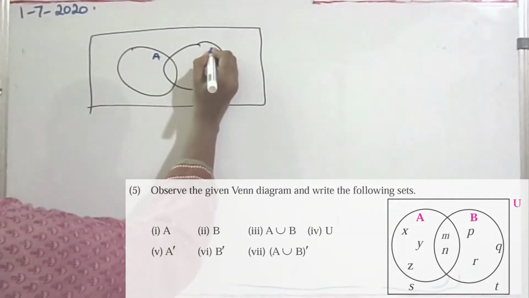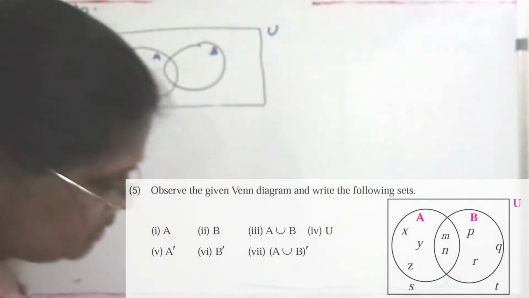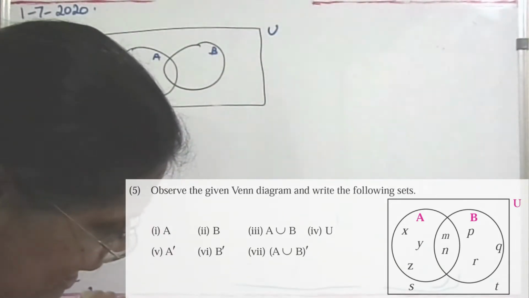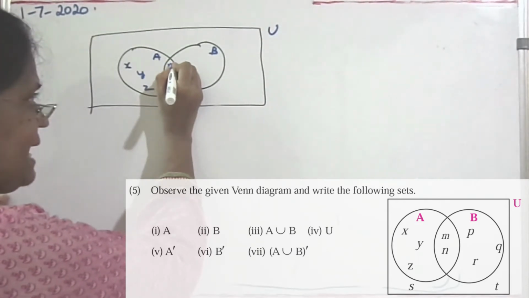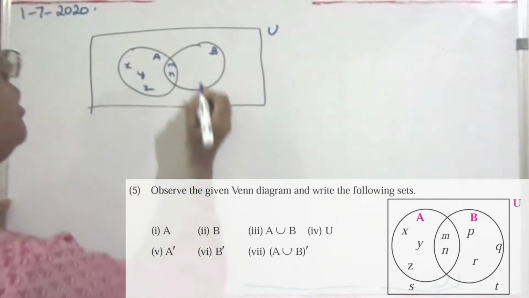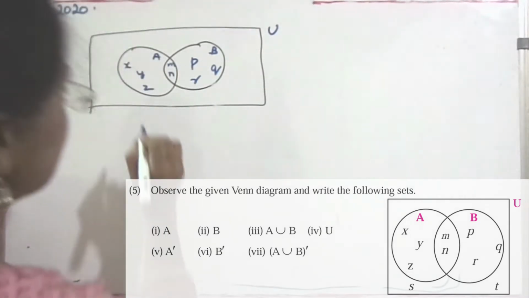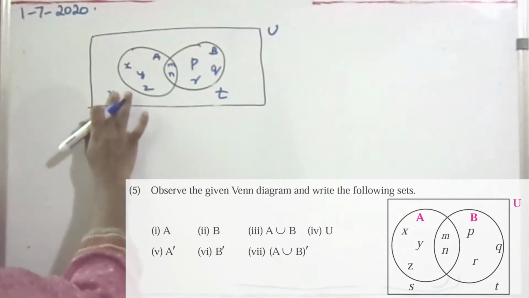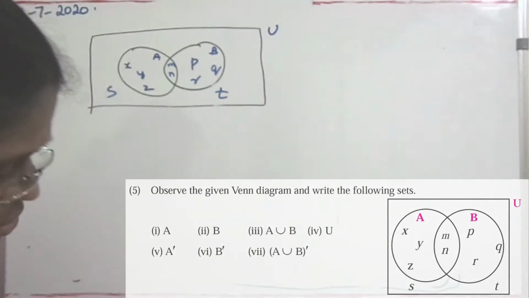This is A, this is B, and this is the universal set. A, B. Now what are the elements? X, Y, Z. And you can see in this overlap part of A and B, which are the elements M and N. And in B we have P, R, Q. And outside we have S and T. Okay. So we have drawn the figure.